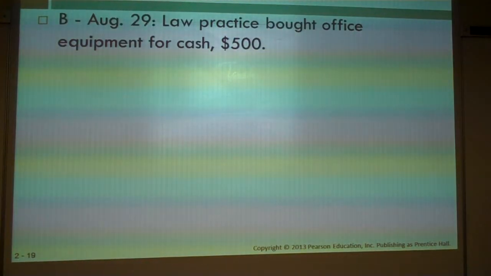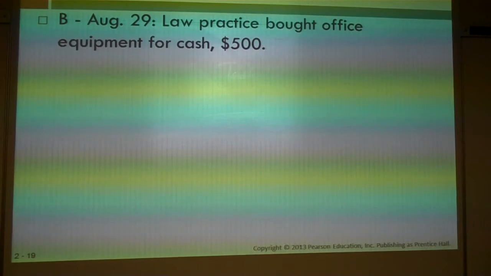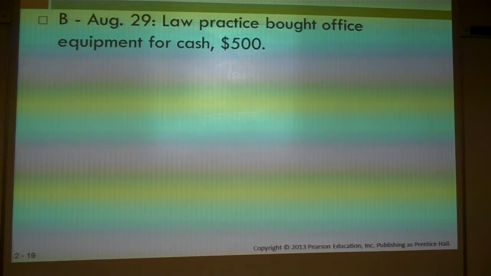Let's look at transaction B, August 29th. Law practice bought office equipment for cash. The A part, what accounts are affected? Office equipment and cash. So with cash, when cash is involved, I'll leave that up there. That's the questions we're asking.